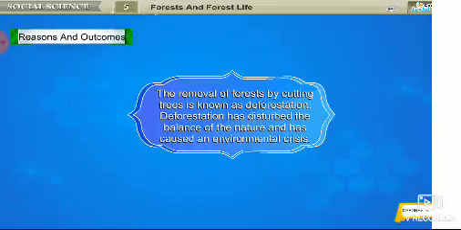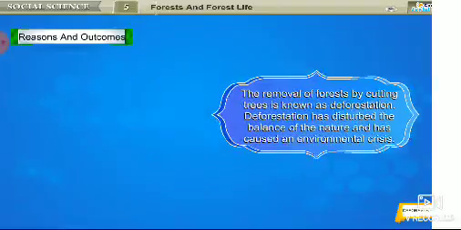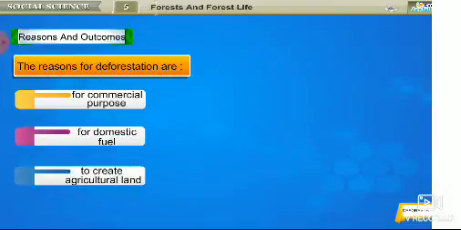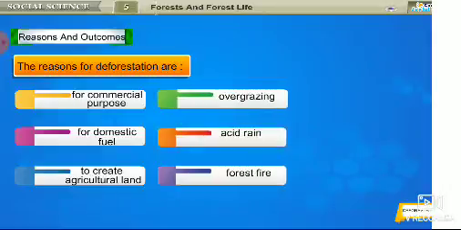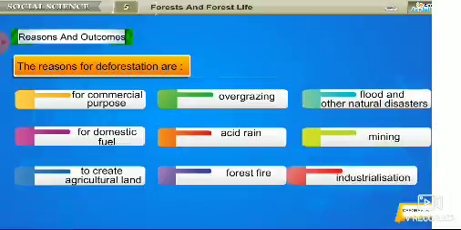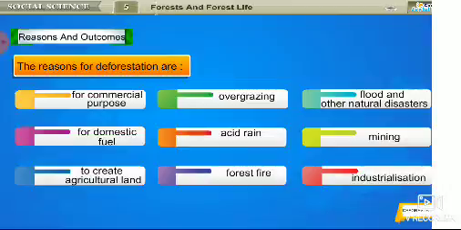Deforestation. Reasons and outcomes. The removal of forests by cutting trees is known as deforestation. Deforestation has disturbed the balance of nature and has caused an environmental crisis. The reasons for deforestation are commercial purpose, domestic fuel, creating agricultural land, overgrazing, acid rain, forest fire, flood and other natural disasters, mining, industrialization.